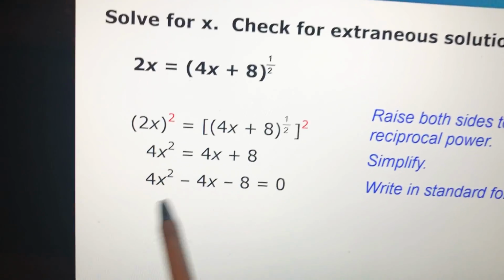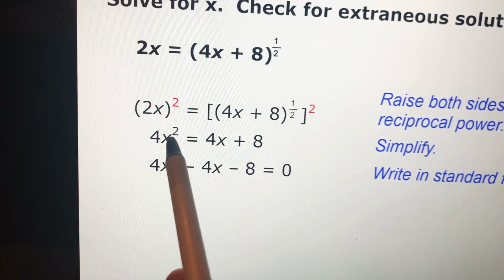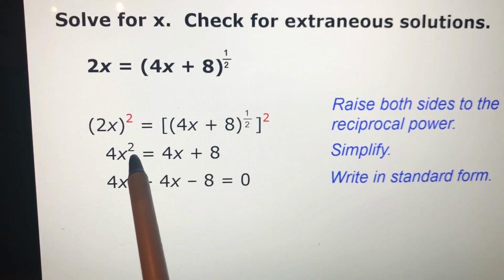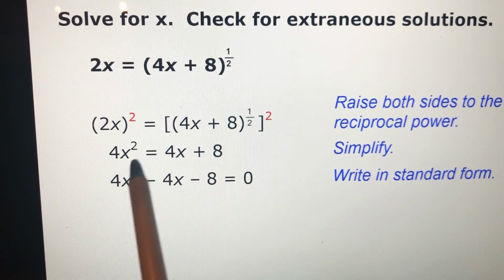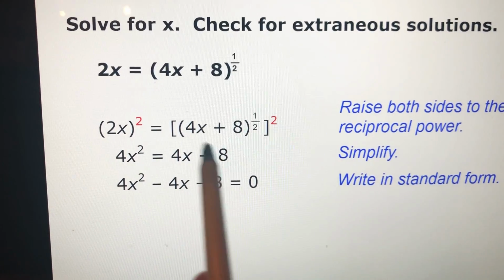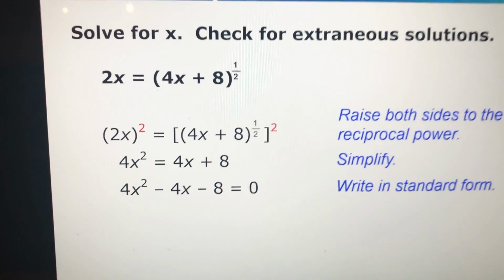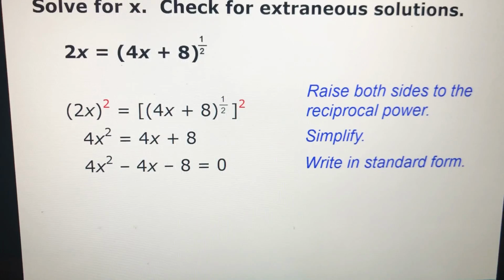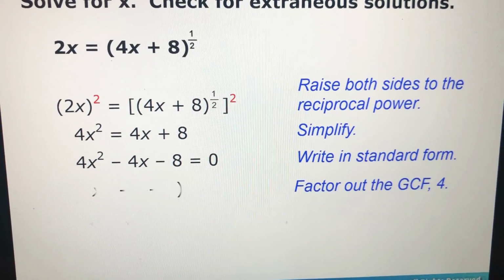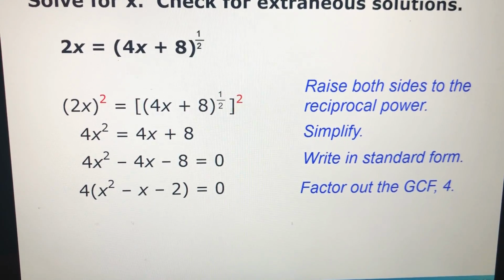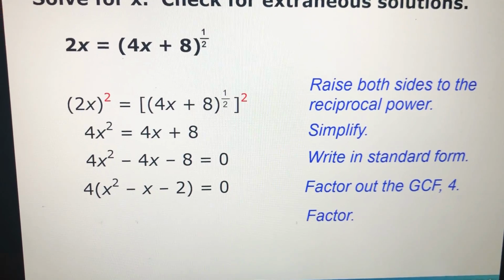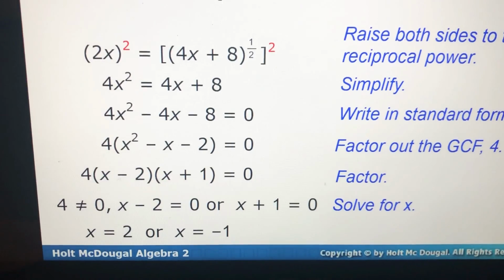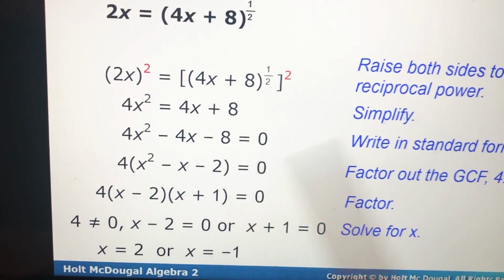And then in this case, as soon as you see that x squared right here, you're going to tell yourself, oh, wait, this is going to be a quadratic. I'm going to get two solutions, right? So that means I'm going to put it in standard form. I'm going to subtract the 4x and subtract the 8, so I have it here in standard form. And then what can I do? Everyone, factor out the 4. So I'm going to factor out the 4, right, from each term. And then you can factor, and then you're going to solve for x, right? So x is 2 and -1.